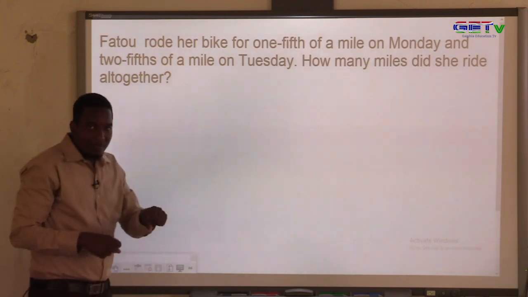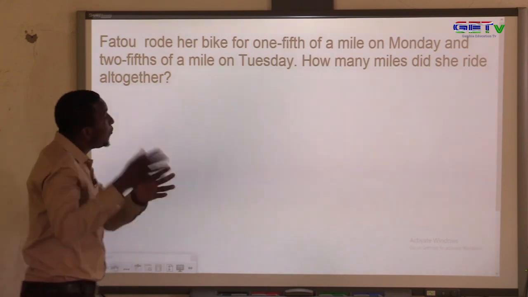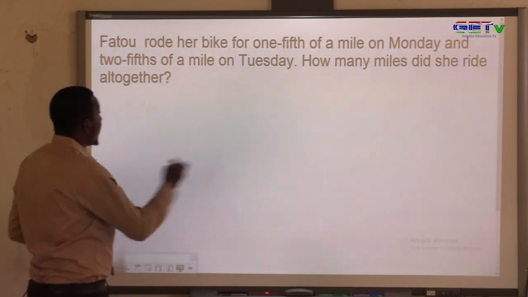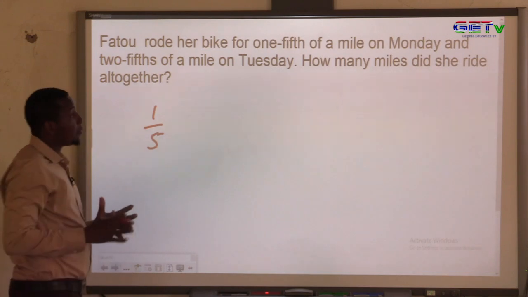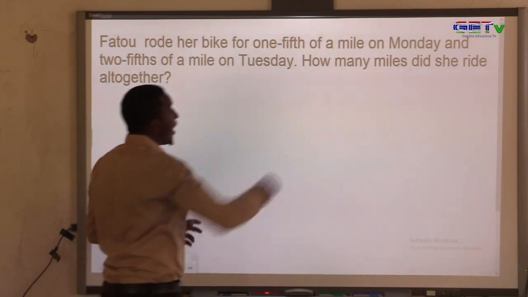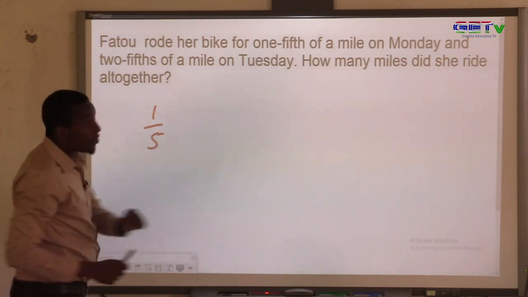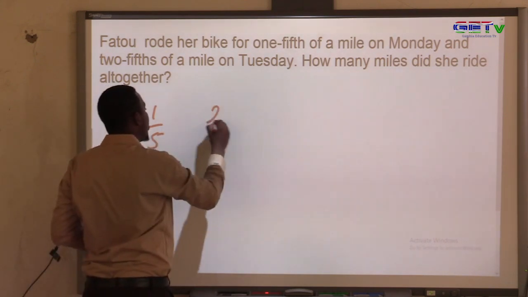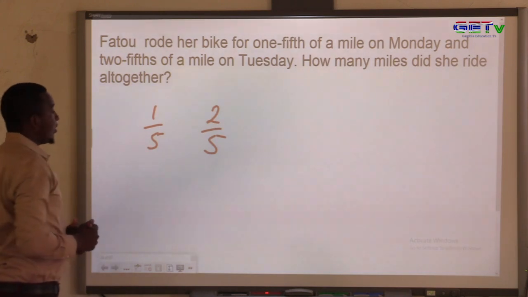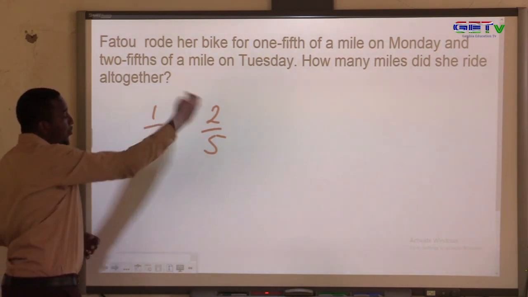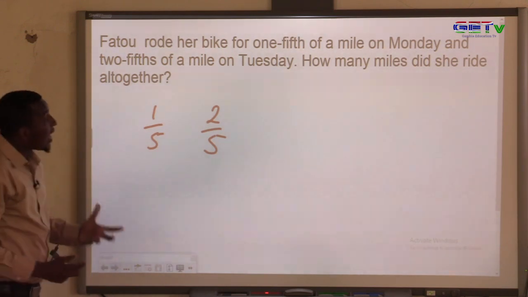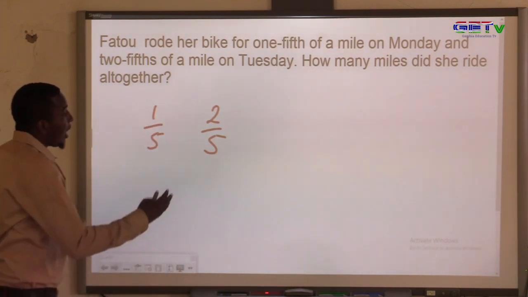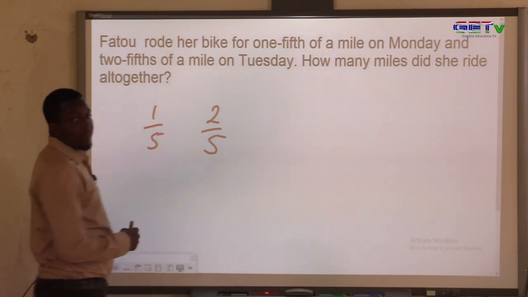Fatu has a bicycle. I know she enjoys riding bicycles. So on Monday, she decided to ride the bike 1/5 of a mile. That was on a Monday. And the next day, on Tuesday, she decided to ride the bike for 2/5 of a mile. The 1/5 is for the first day, and the 2/5 is for the second day. Now what we are asked is, how many miles did she ride altogether?